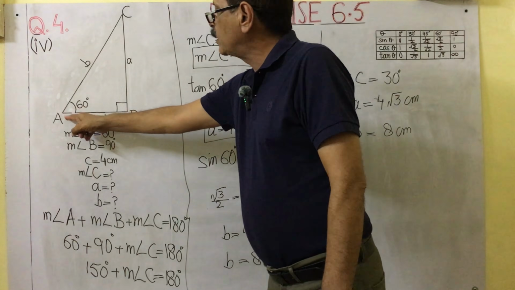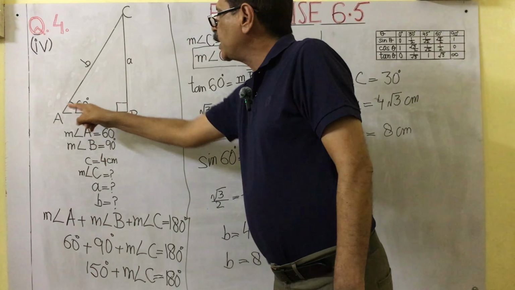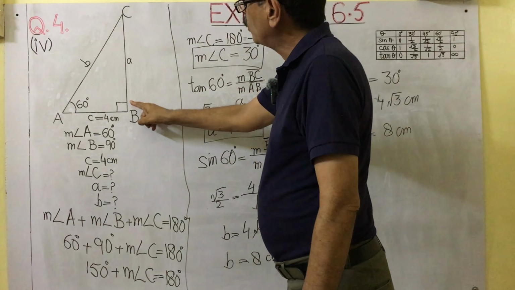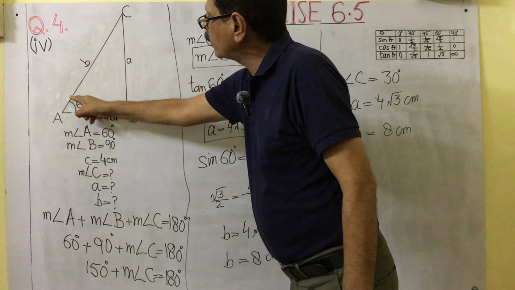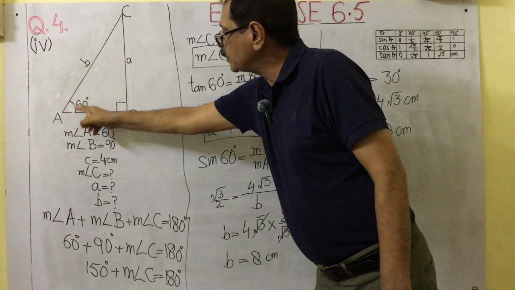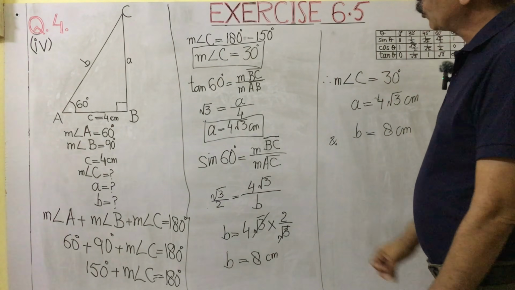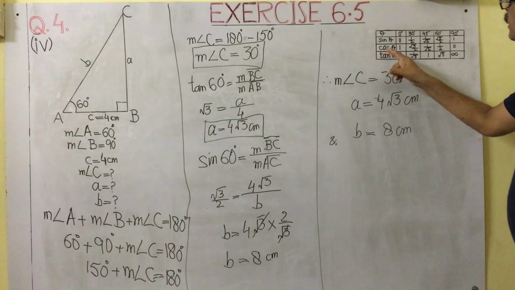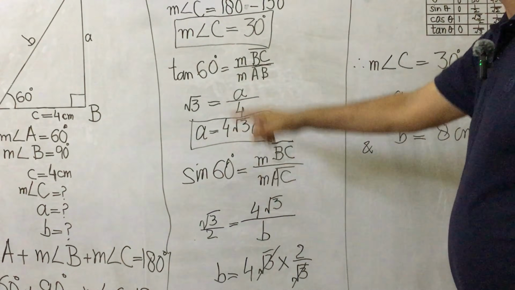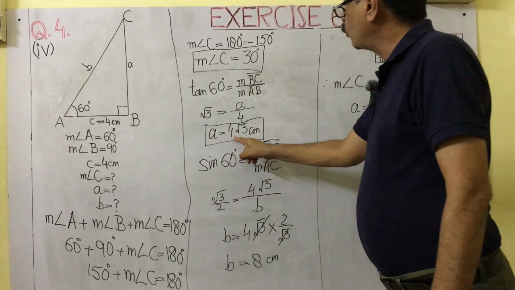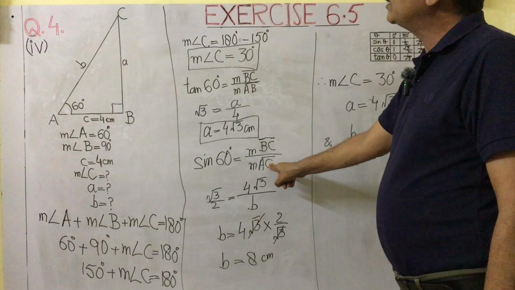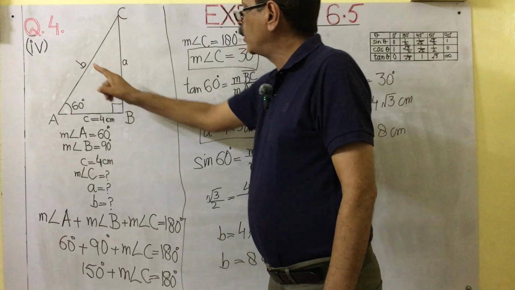Again in right angle triangle ABC, sine of 60 degrees is equal to perpendicular over hypotenuse, BC over AC. So substituting the values, sine of 60 degrees is square root of 3 by 2, BC is equal to A, 4 into square root of 3 over AC. AC is to be calculated, which is B.